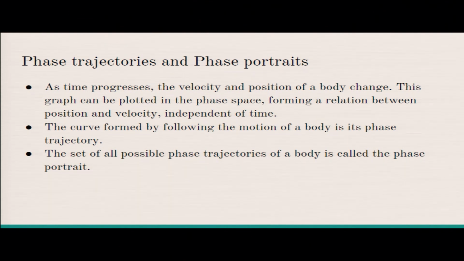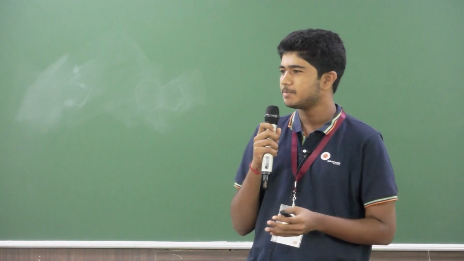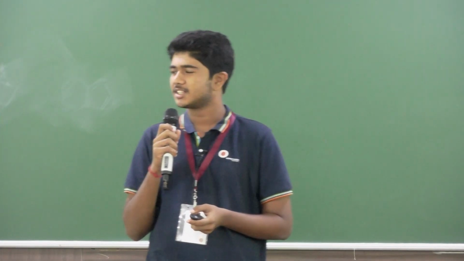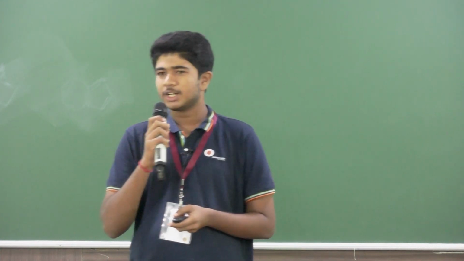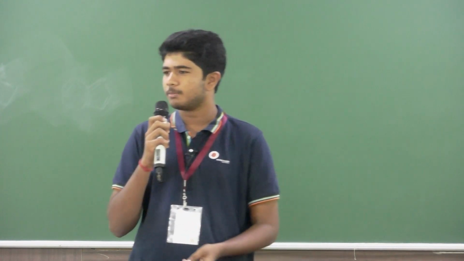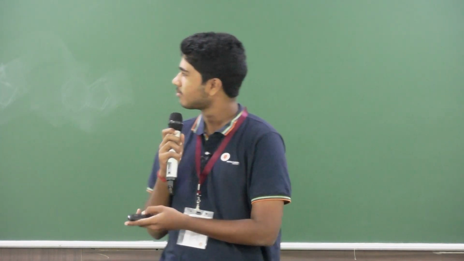As time progresses, the velocity and position of a body obviously change, right? And if we follow the motion of this body and plot it on the phase space, we get what is known as its phase trajectory. Because the phase space only has velocity and position as its parameters, we get a graph that's time independent, meaning that we get a relation, a function of v in terms of x. And the set of all possible phase trajectories of a body is called its phase portrait.